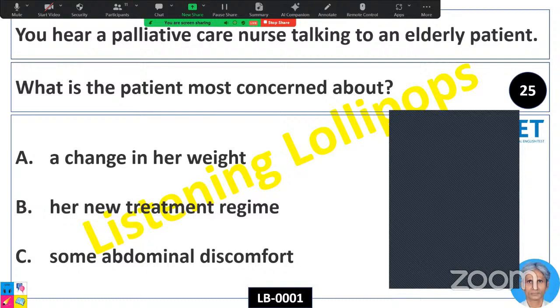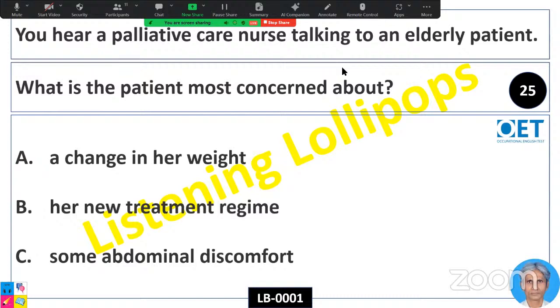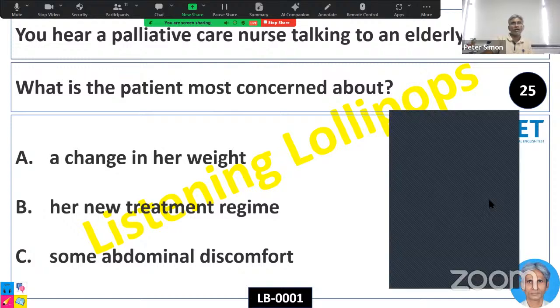Question 25. Okay, 7, 6, 5, 4, 3, 2, 1, and submit.